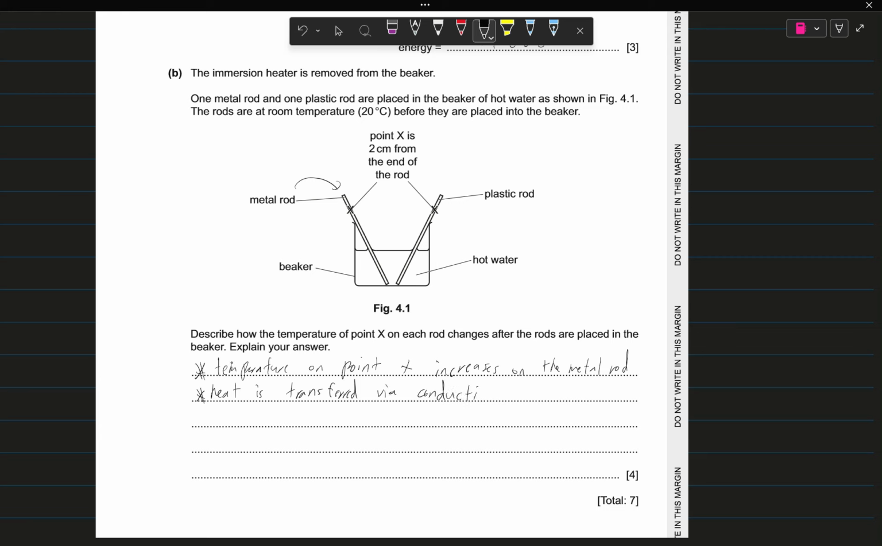Okay, but still, conduction occurs in both the plastic rod and the metal rod. So what's so different about the metal rod? Now, because the metal rod is, after all, made from metal, that means that it has free moving electrons. So when the particles heat up, these free moving electrons will move to other particles and transfer the energy, which will make them heat up. So, free moving electrons in the metal rod transfer the heat energy to the other particles.